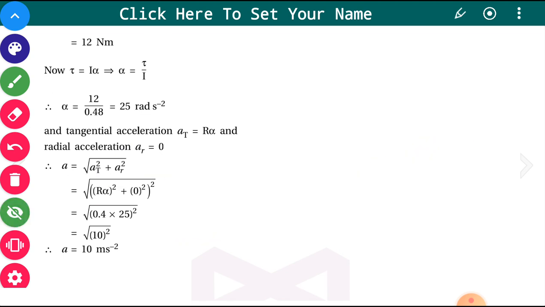This way you can write the acceleration as the square root of AT square plus AR square and find it, or you just find R alpha, whole square and then take the square root, and the answer will be the same.